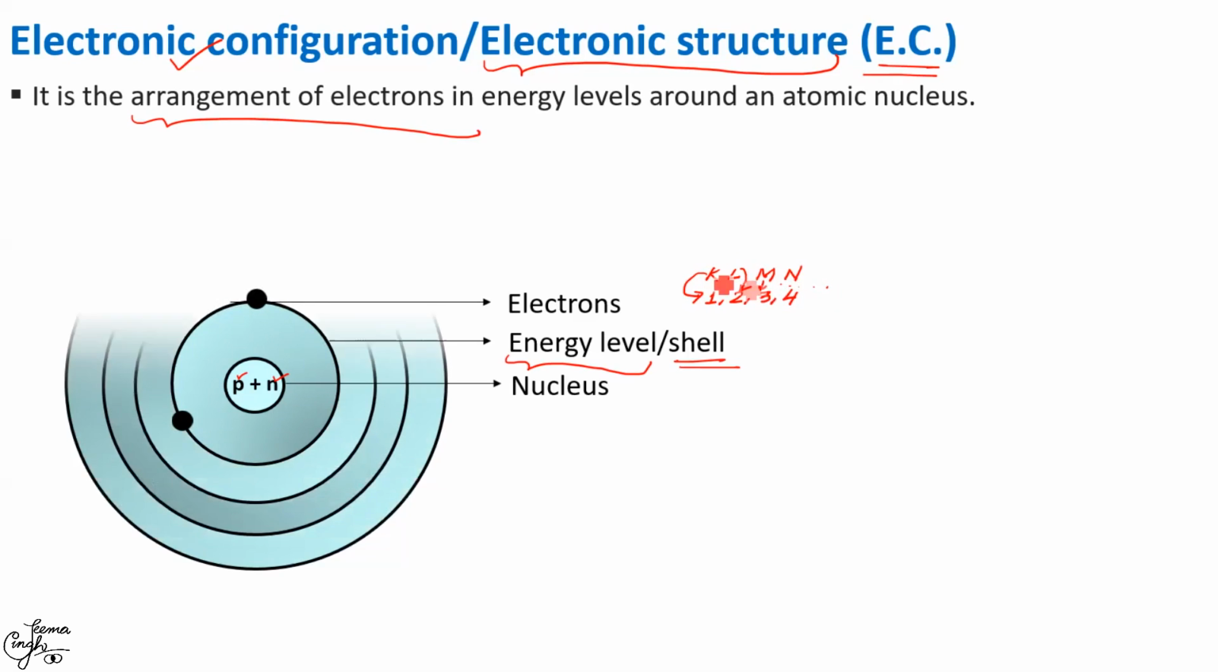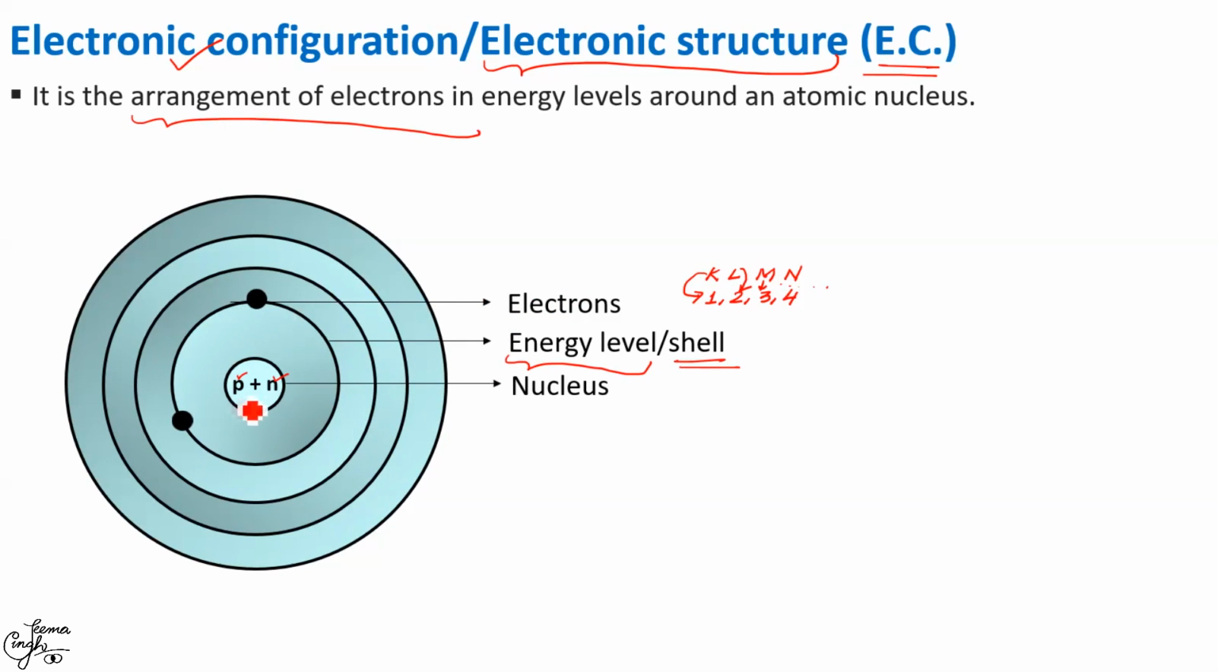So if I have these shells around the nucleus, the first one closest to the nucleus is denoted by K alphabetically, or you can denote it by number 1. The next one is known as L, which is equal to 2. The third one is known as M, which is equal to 3. And this one is N, which is equal to 4 and so on.